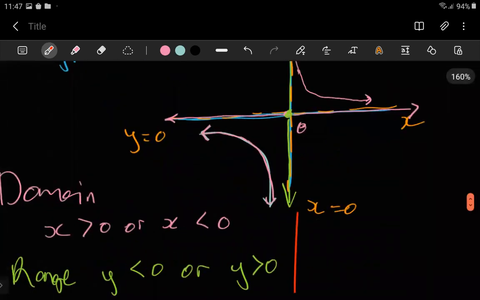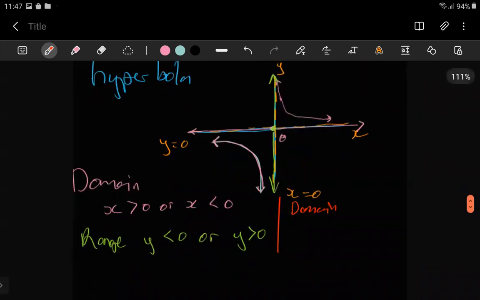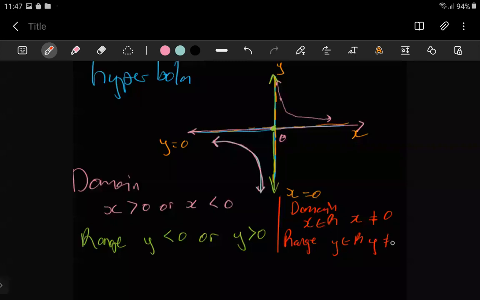With some cases, your answers will usually be given as for domain, because it's a hyperbola. The easiest thing you can do is to say x is an element of R, but x is not equal to whatever the asymptote is. For range, you do the same thing. Y is an element of R, but y cannot be equal to whatever the asymptote is, you see. These two versions of the answer both mean the same thing. You can choose to write it like this, or you can choose to write it like this.